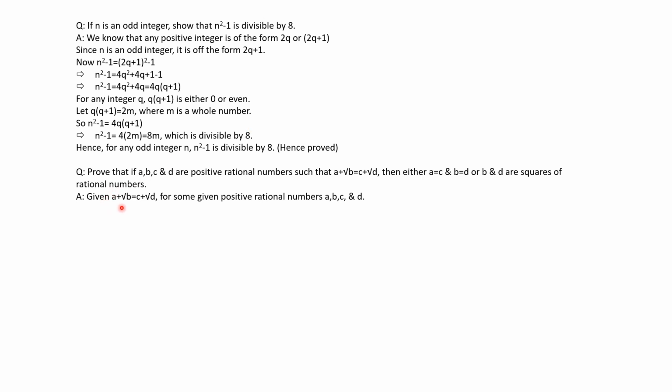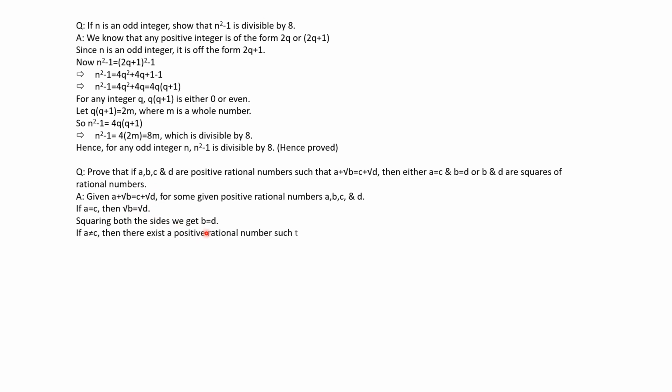Since a plus root b equals c plus root d, equating on both sides we get a equals c and root b equals root d. If a equals c, then root b equals root d, and on squaring both sides we get b equals d.